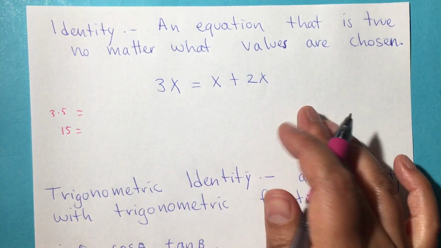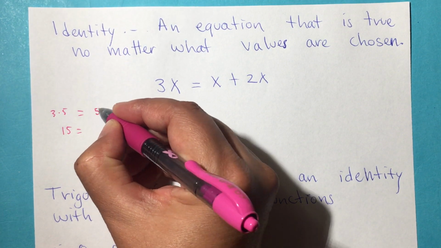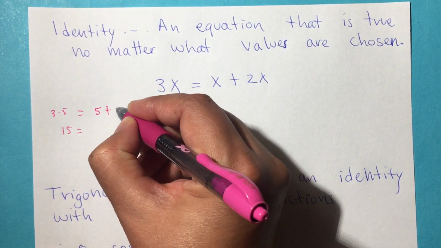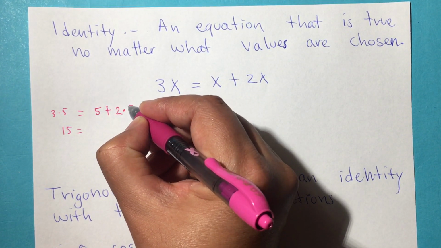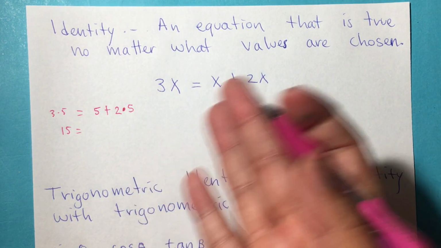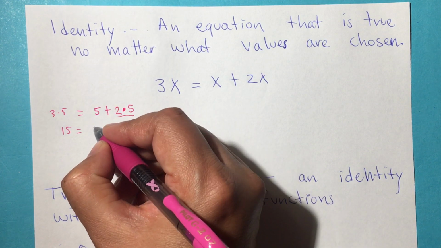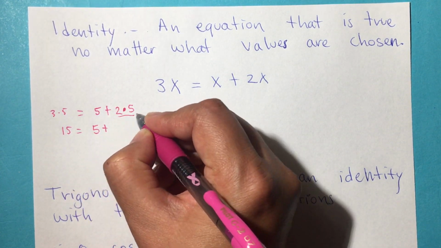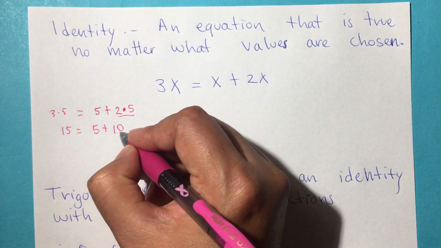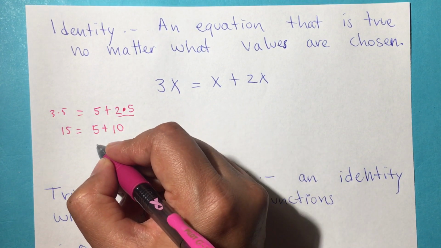What about on the other side? Well, if x is 5, you're going to have 5 plus 2 times 5. This is multiplication. You can put a parenthesis as well. According to PEMDAS, I do the multiplication first and just bring down the 5. 2 times 5 is 10. But when I add 5 plus 10, that's 15.